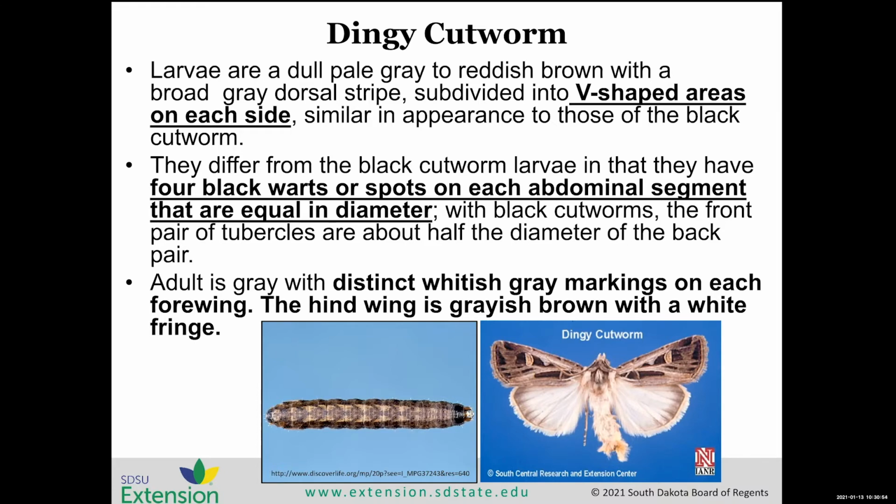They differ from the black cutworm in that they have 4 black warts or spots on each abdominal segment that are equal in diameter. So this picture, I don't know if you'll be able to see it, but in that light tan stripe that runs across the back, you can kind of make out 4 little black dots on each segment. Each segment is kind of where it sticks out on each side. That's an abdominal segment.